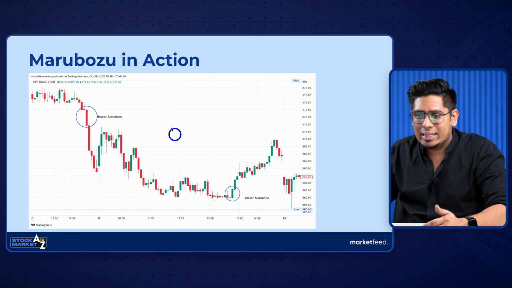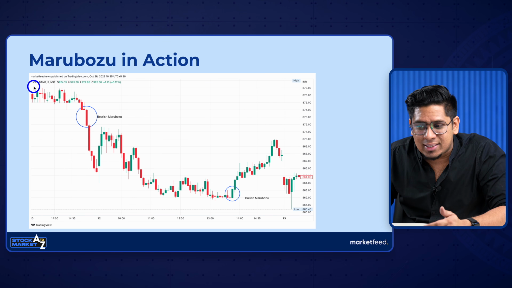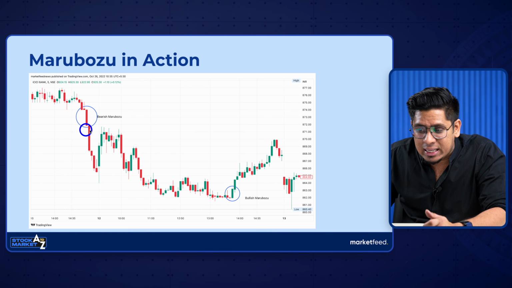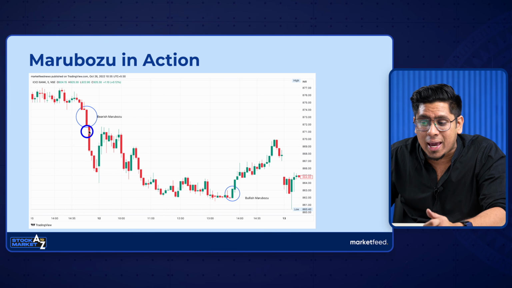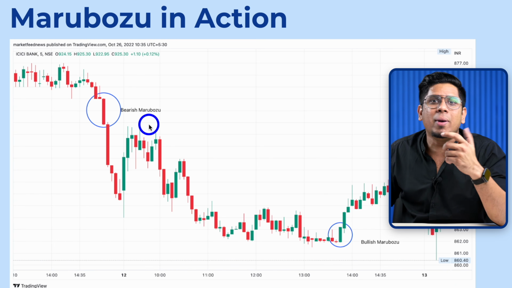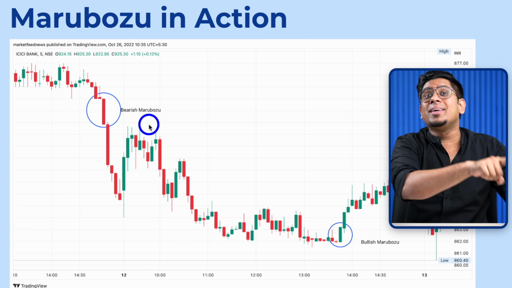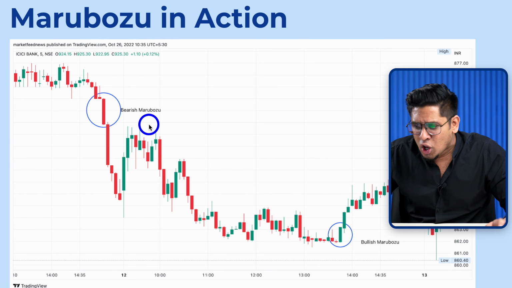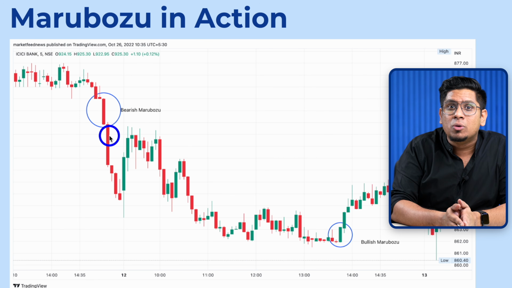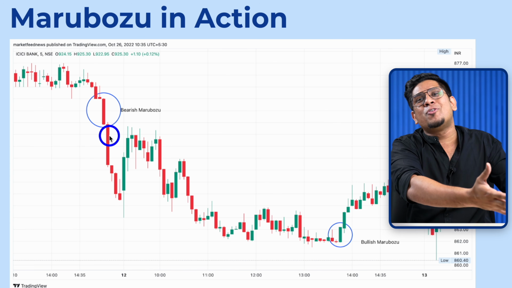So I'm coming into an example here. This is ICICI's 5-minute chart I've taken as an example. You can see a near Marubozu here, right? It is a bearish Marubozu. I know if you look closely, there are very small wicks. But again, don't focus on that. That is where theoretical people will go wrong. They will say that there is a small wick at the top, a small wick at the bottom. Is that a Marubozu? Don't even care about that, right?